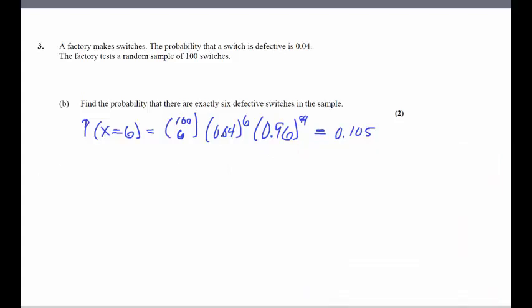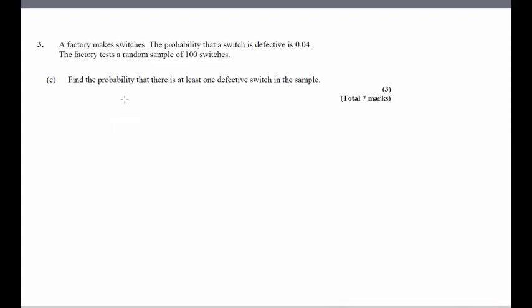Now on to part C. 3C is asking us to find the probability that there is at least one defective switch. And again, we have this phrase of at least one. So I will think of it as I'm going to find the probability that there are 0 defective switches and subtract that from 1, and that would give me the probability that there would be at least one defective switch.